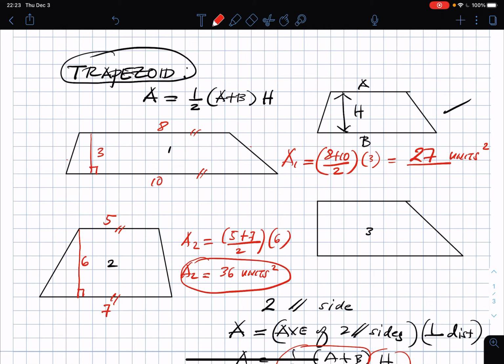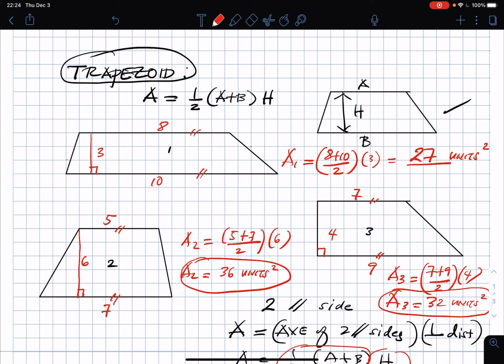Okay, figure 3. If these two sides are parallel, it is a trapezoid. And let's say this is 7, this is 9, and this perpendicular distance is, say, 4. So area 3 will be 7 plus 9, take their average, divided by 2, times 4. So area 3 will be 7 plus 9 is 16, divided by 2 is 8, times 4 is 32. That gives you 32 square units.